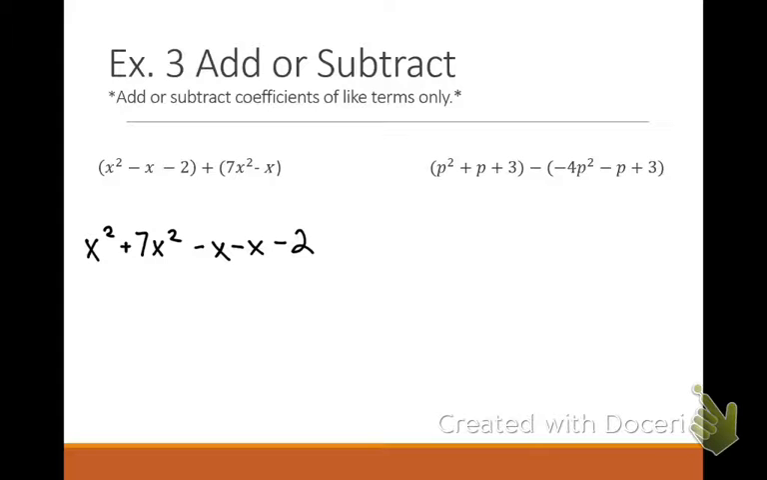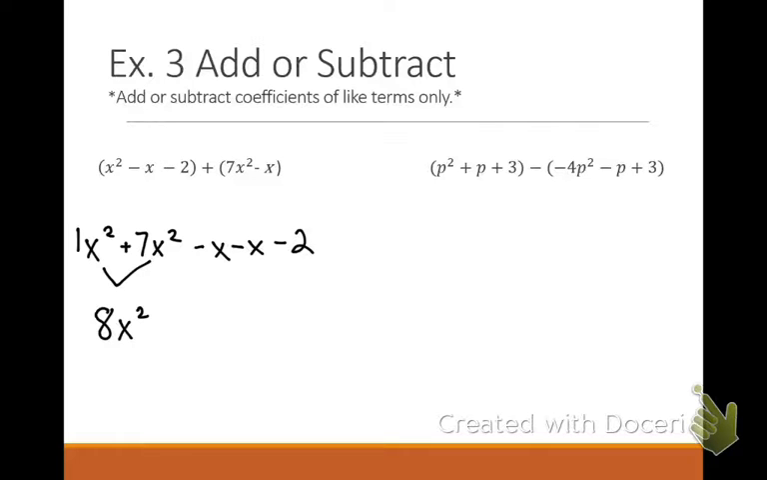Okay, so now I have written this in descending order, and I am ready to combine my like terms. So I see x squared plus 7x squared. Wait a second, though. The x squared doesn't have a number in front of it. What number is in front of it automatically? Automatic 1. So what is 1x squared plus 7x squared? 8x squared. You add the coefficients. That's what we said here. Add the coefficients of the like terms, and then we bring down the common term.